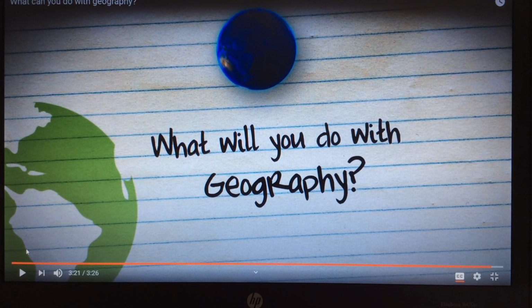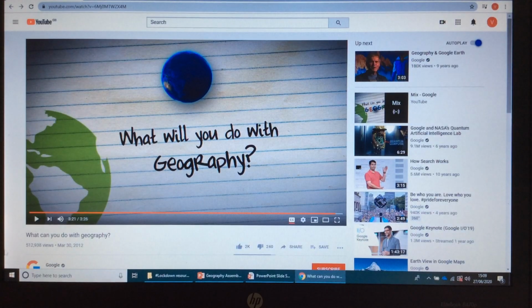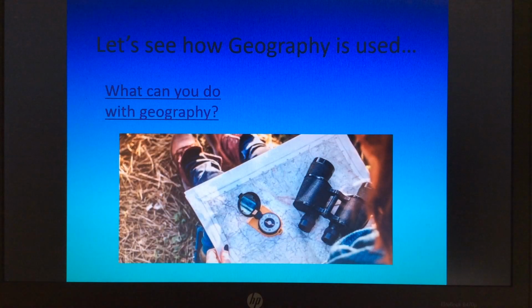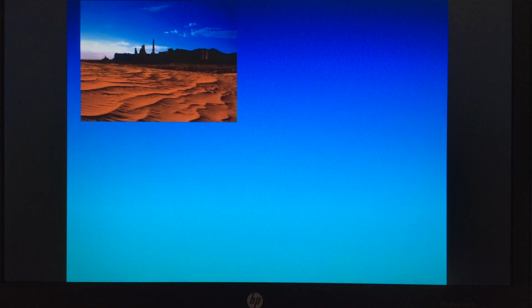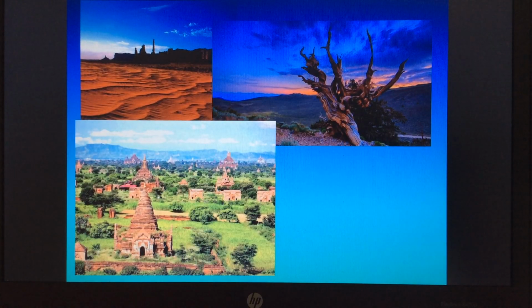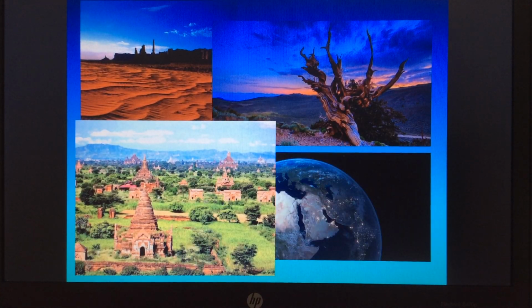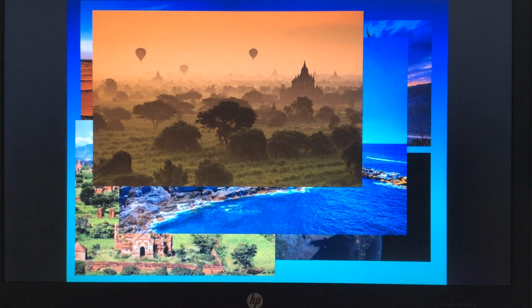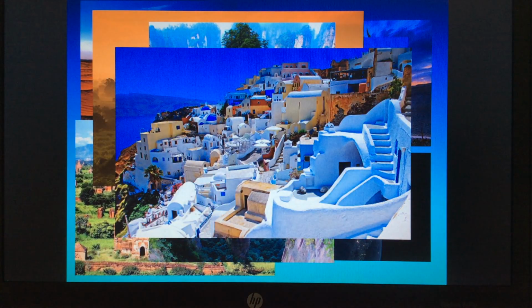Wow, what a great question. What will you do with geography? Bear with me. Come back out. What will you do with geography? Now, we have seen that there are loads of amazing, beautiful, wonderful places around the world. Spectacular, breathtaking. Now this picture is actually the view across Morecambe Bay. So right here on our doorstep we have some beautiful places.